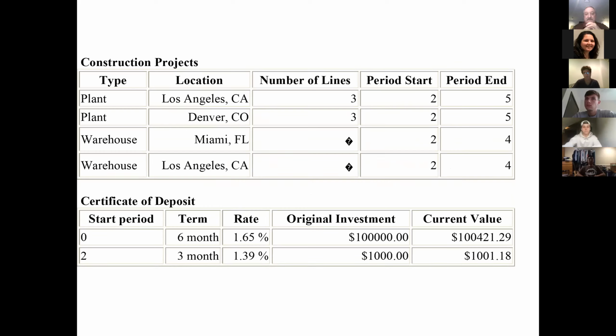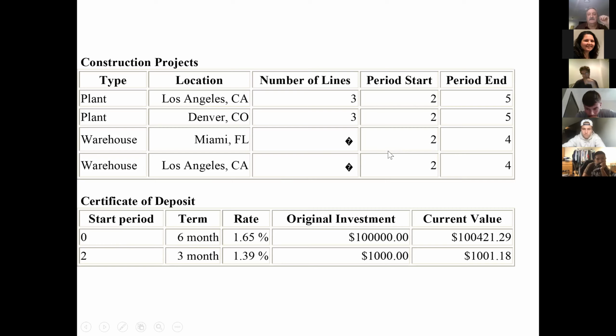Construction projects. So if you decide to build a plant, it takes 3 periods to build, right? So if in the first period you decide you want to build a plant, it won't be completed until period 4, I believe. Suchil, is that correct? Yeah, it sounds correct. Yes. Yeah, okay. Warehouses take 1 period to build, maybe.